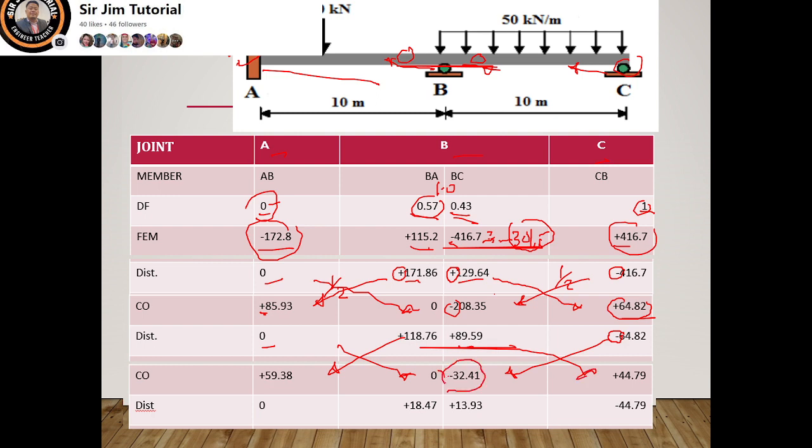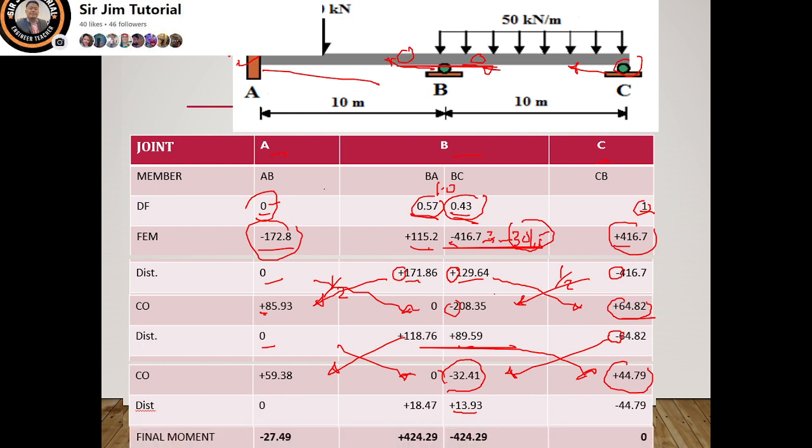Then the same procedure. This one multiplied by the distribution factor 0.57 will give you this one. Negative becomes positive. Also here, negative 32.41 multiplied by 0.43 will give you 13.93, from negative to positive. This one also multiplied by distribution factor, which is 1, it's the same. Change positive to negative. You sum up this one from the fixed moment, or you sum up only from here. Do not include the distribution factor. Negative 172, 85, 59. You will get this negative 27.94.